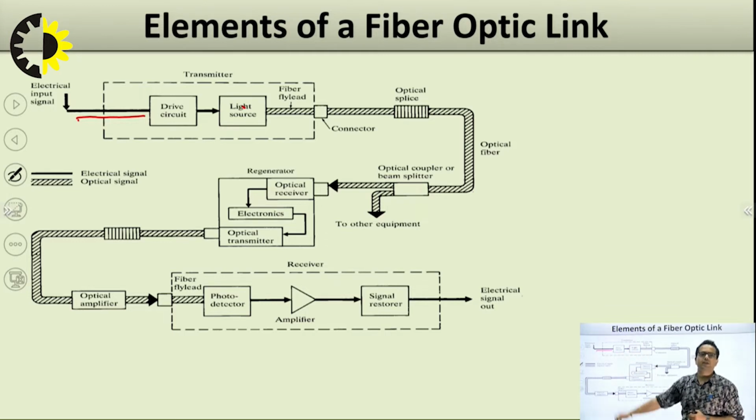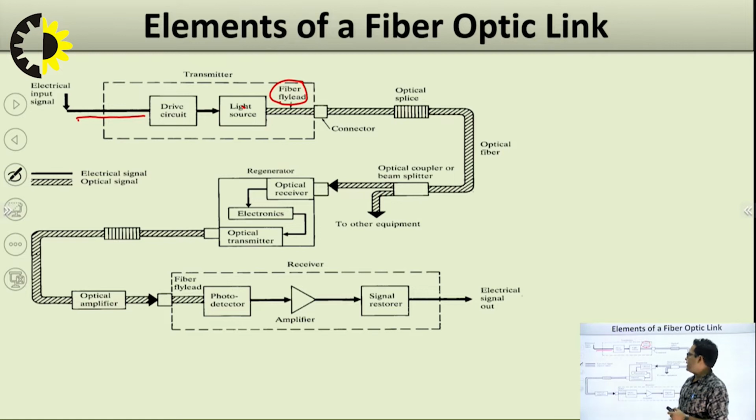Once it has been given to the light source, it will convert the electrical form of information into optical form. It is this transmitter, the entire transmitter block, that is responsible for converting an electrical signal into an optical signal. Now we have a fiber flyhead.